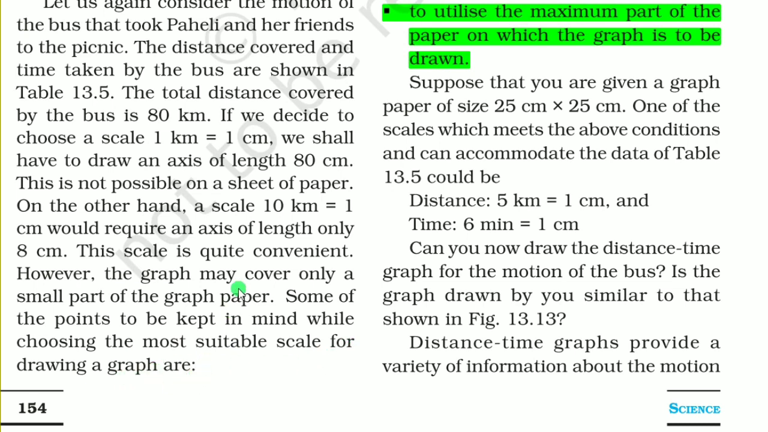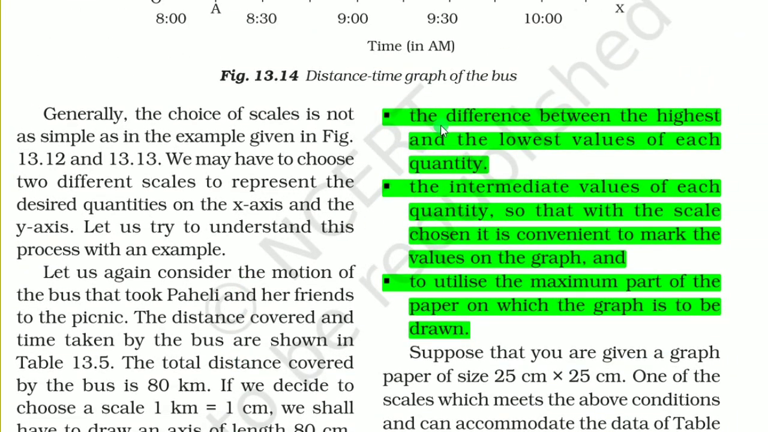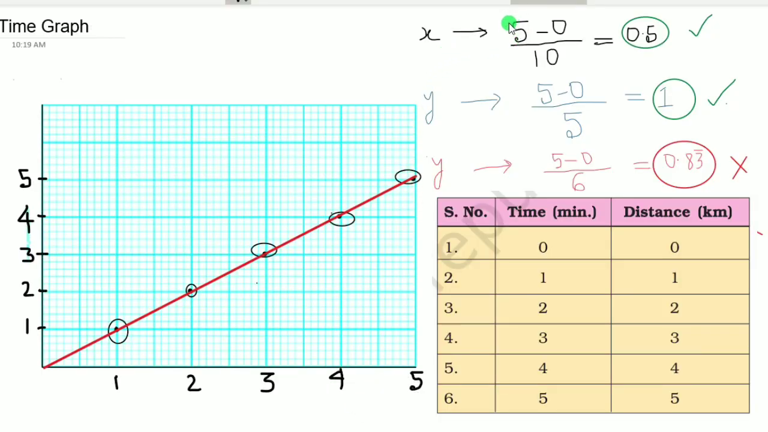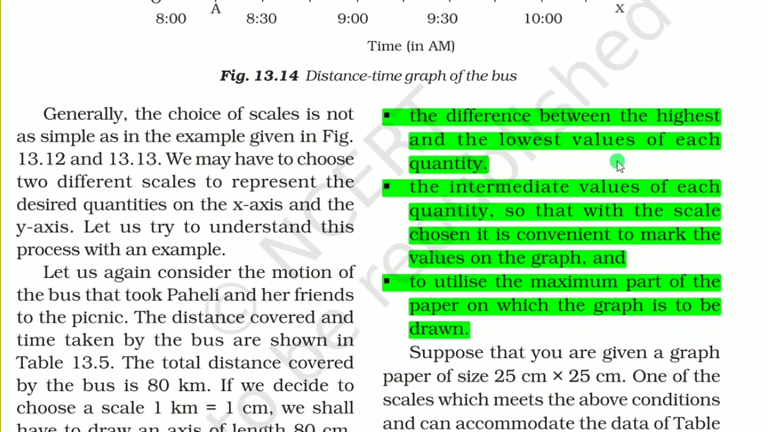How do you choose the scale? What you have to keep in mind is the difference between the highest and the lowest values of each quantity. That's why we saw that the highest value in the graph was 5. Again, we have to show the difference between the highest and the lowest values.